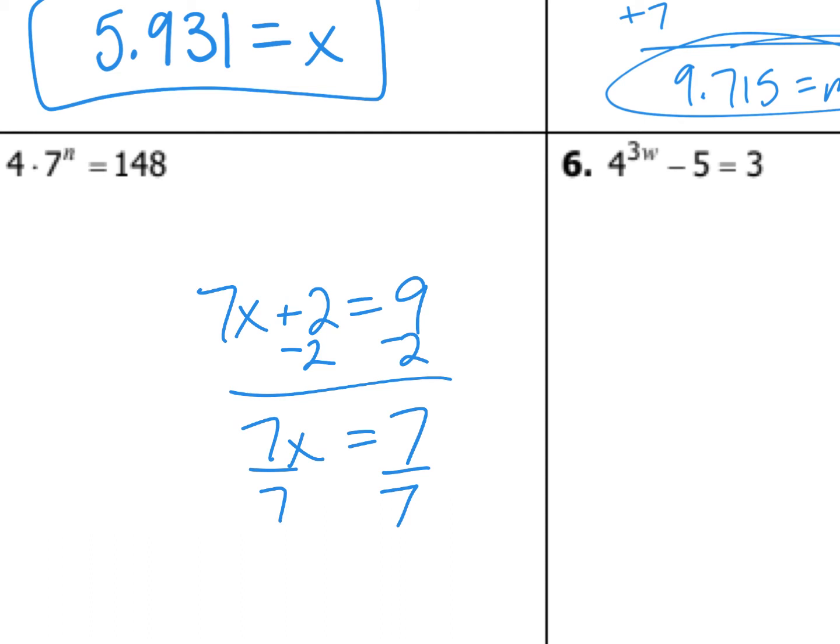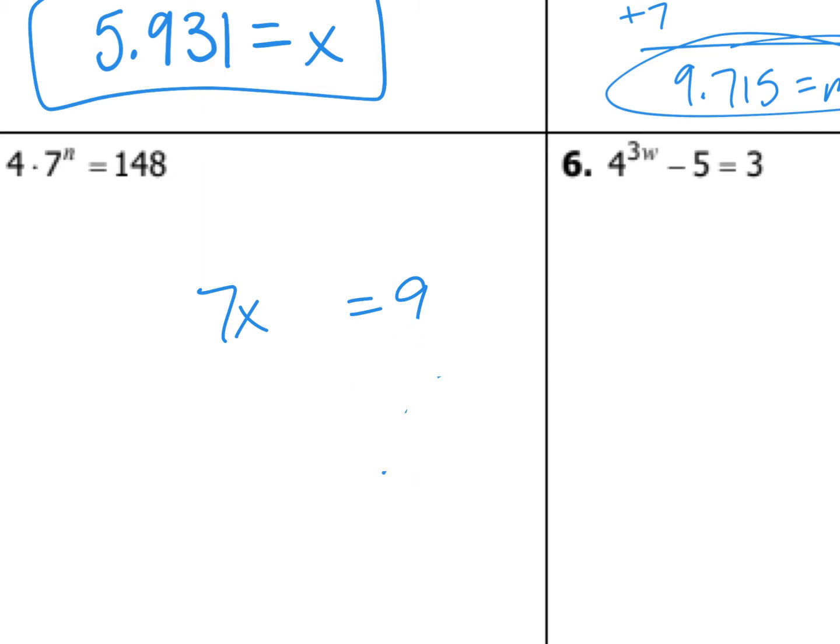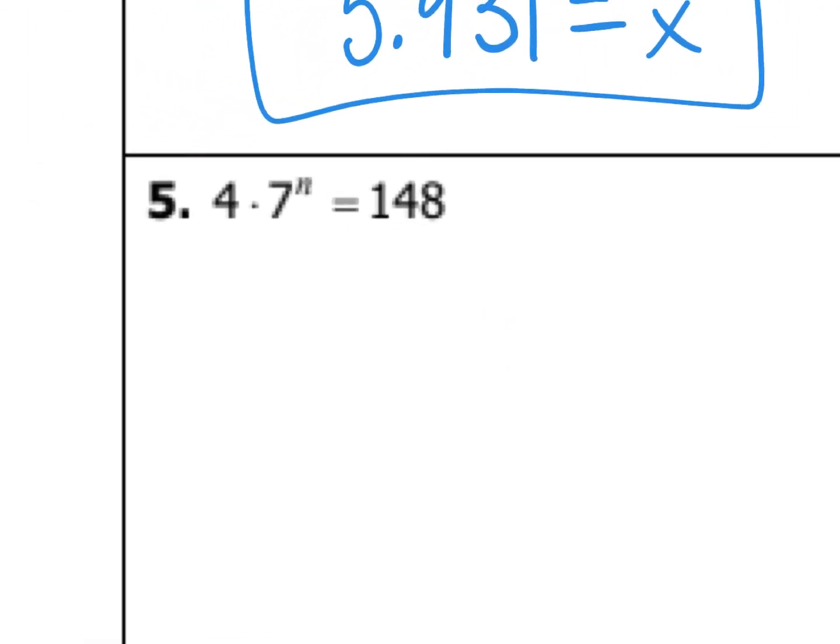Same thing as if this was just 7x equals, I guess, 9. The first thing I would do then would be to divide, because I don't have anything to add or subtract over. So these are going to work the exact same way. If I look here at number 5, pretend for right now that this whole base and exponent is just a variable.